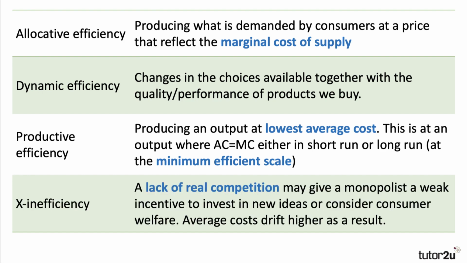And we're also going to take a little moment to think about X-inefficiency. This can impact on profits. X-inefficiency can happen when the lack of genuine day-to-day competition in markets, a lack of real competition, may give a monopolist or duopolist a very weak incentive to invest in new ideas or consider consumer welfare. When we see X-inefficiency happen, often average costs drift higher. Firms and their managers can slacken their efficiency, and that can lead to higher unit costs.